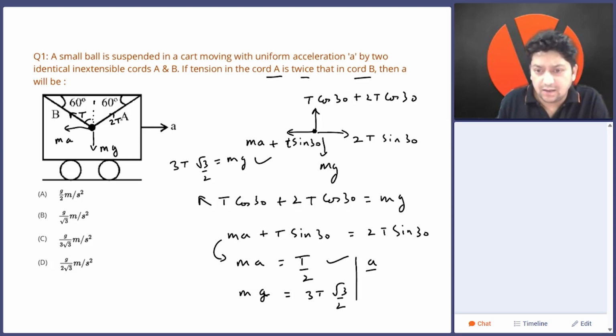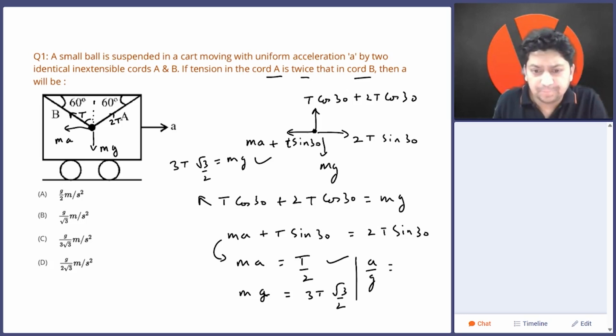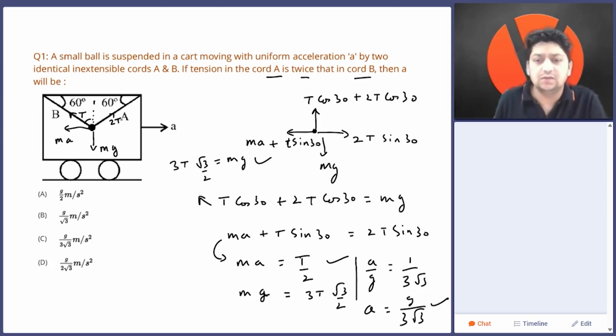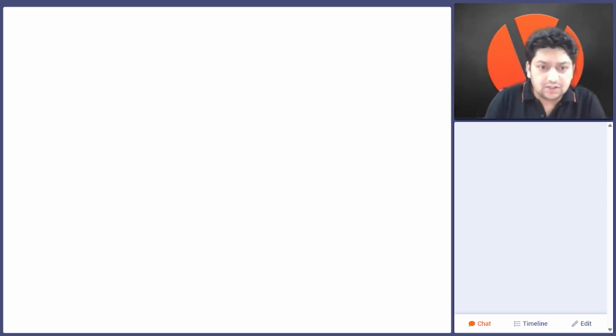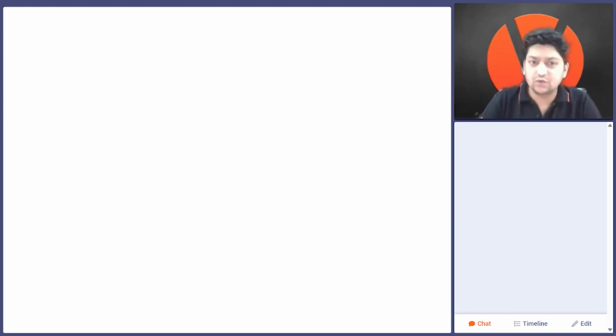What we will get, a by g will be equal to, see, T by 2 and T by 2 will be cancelled out, and what we will get, we'll get 3 root 3. So a will be nothing but it will be equal to g by 3 root 3. So this is the answer. C option will be the correct answer. Right? So this is the way of solving this question. Let's move to the next question.